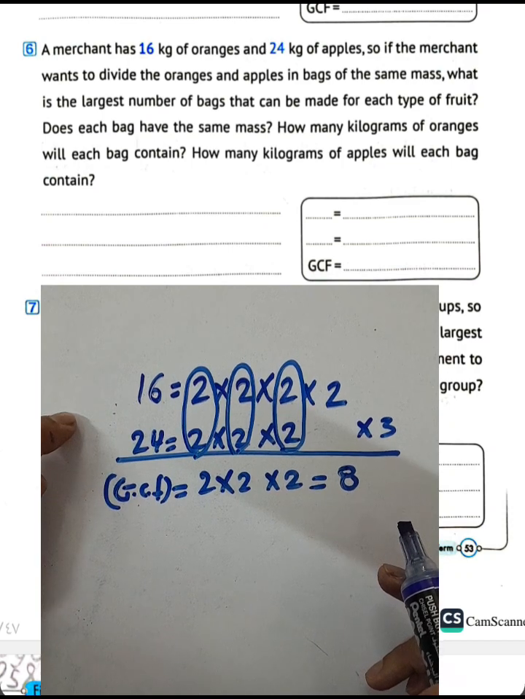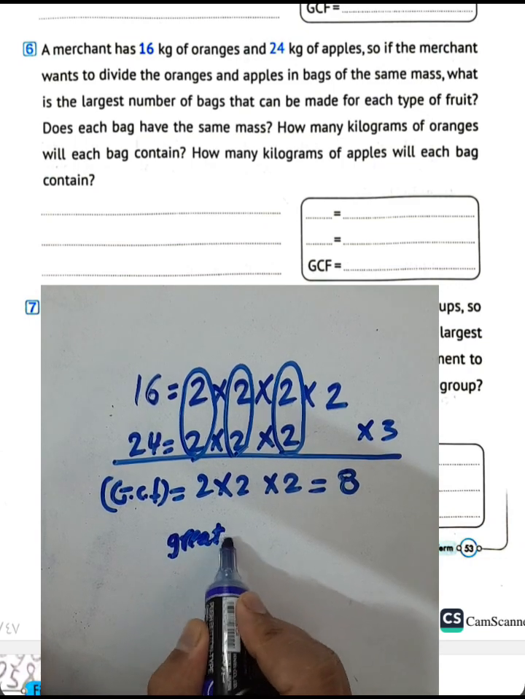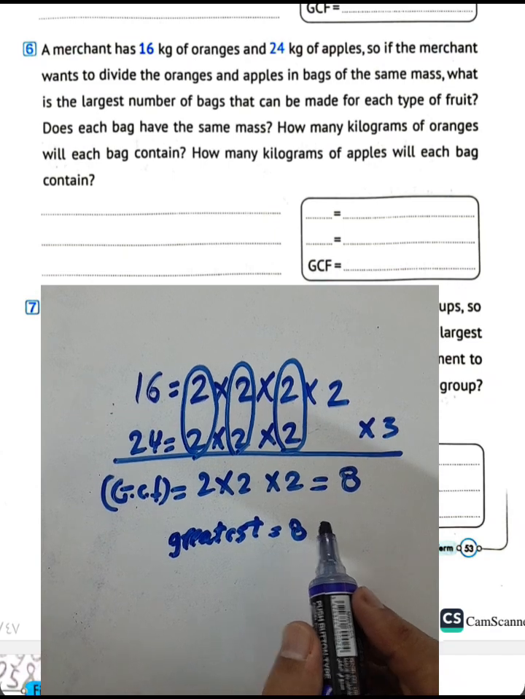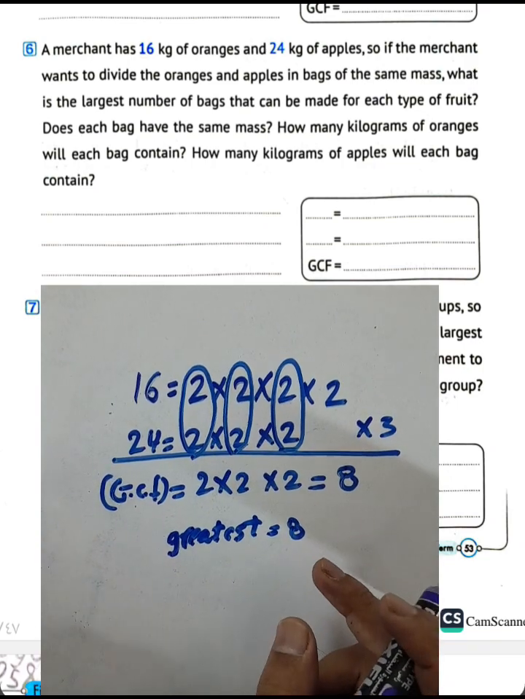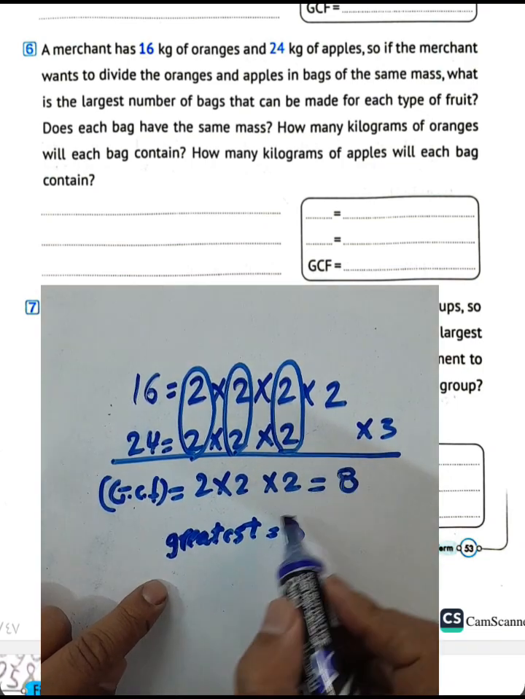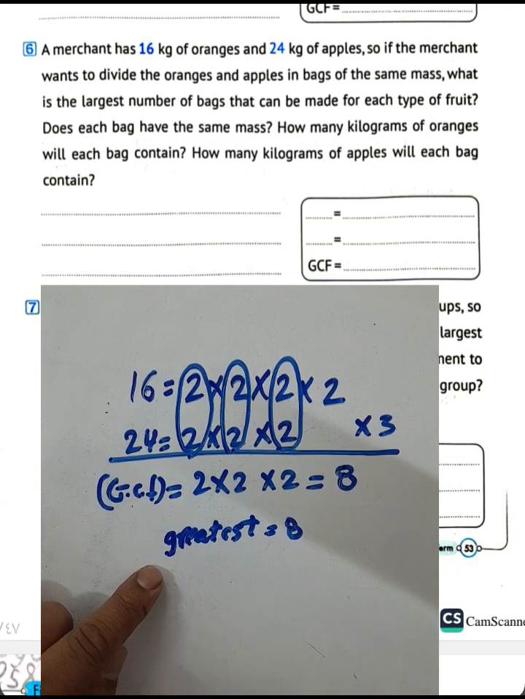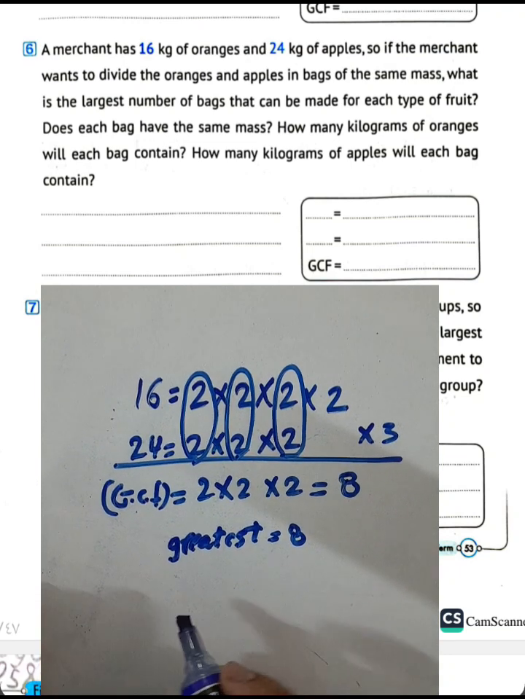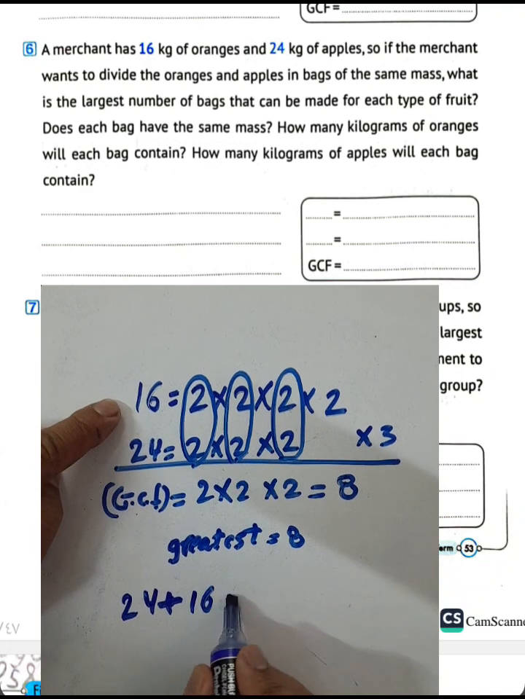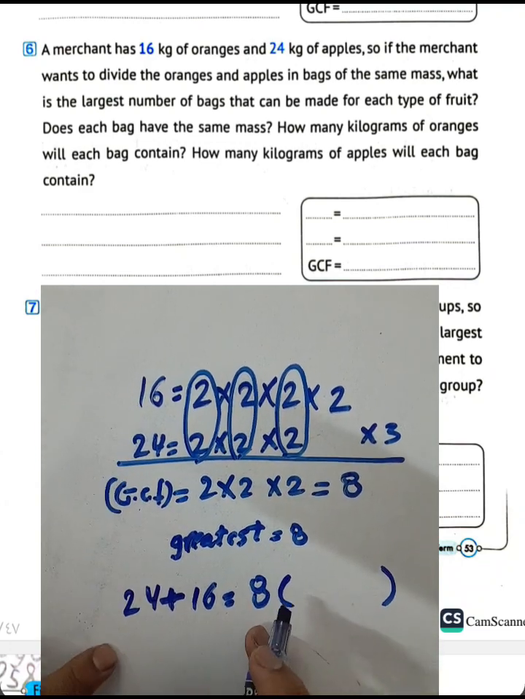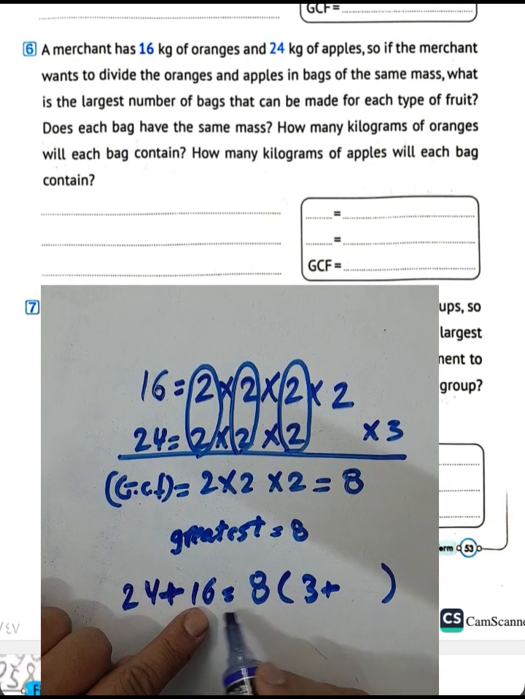It was question number 6. We have greatest, how many greatest boxes? The greatest number of boxes will be 8. So the result here, the greatest boxes, will be 8, okay? And we will put in each one the common, count with me, how many oranges and apples in each one, okay? We can write here 24 and 16, write it here, 8 boxes. We have 8 boxes. 24 divided by 8 equals 3, and 16 divided by 8 equals 2.